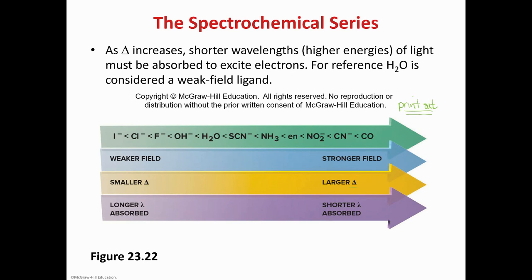So let's think back to what I wrote earlier. We have purple, violet, blue, green, yellow, orange, red. The violet end of the spectrum is high energy, shorter wavelength. The red is lower energy, longer wavelength. So strong field ligands with a larger energy splitting gap will absorb shorter lambdas, which would actually mean that they're going to absorb more on the purple.